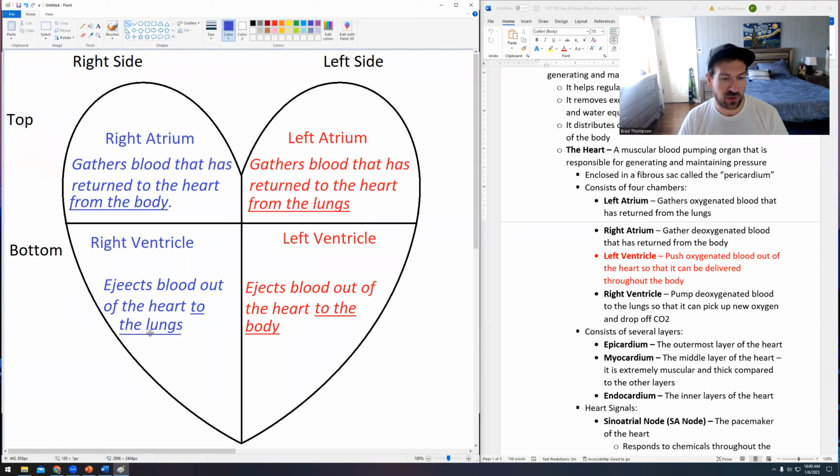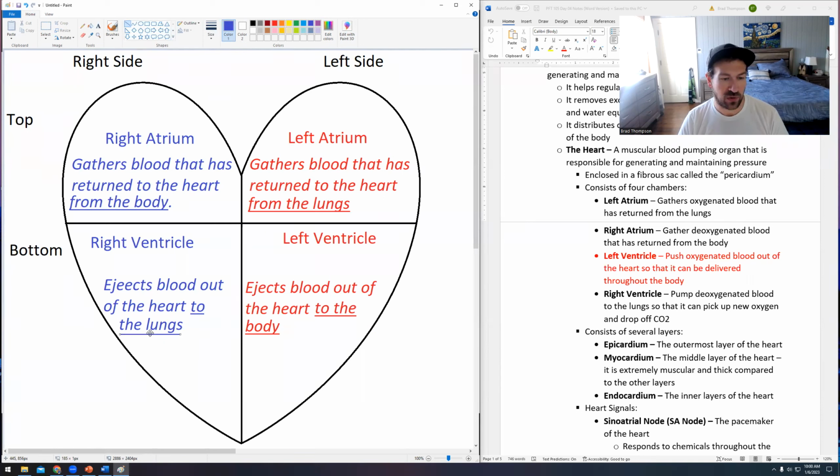So sinoatrial, that's the pacemaker. That's the most important. But this signal here, this is what's weird about this node. It actually delays the signal. That's really weird when you think about it. It's like, wait, I just went through all this effort to make an electric signal to contract my heart. Why would I want to pause the signal right after I make it?